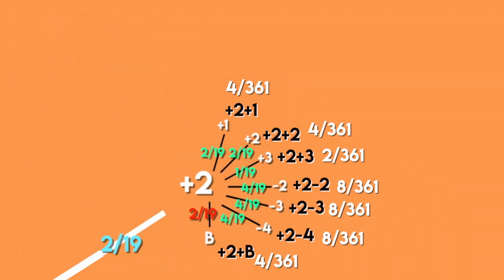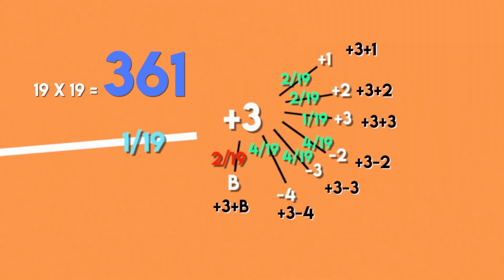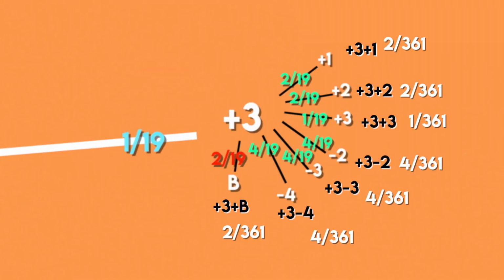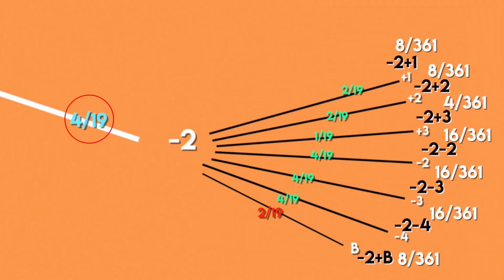We would conduct the math by multiplying the branches. 19 times 19 would equal 361. Therefore, the final probabilities and outcome should have a denominator of 361. For instance, 4 times 2 would be 8, and we would place it over 361.